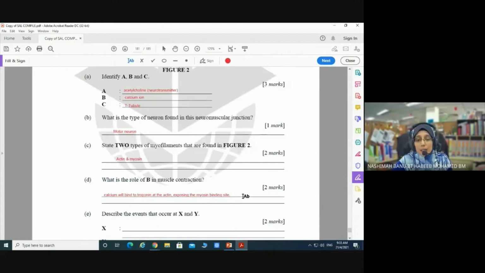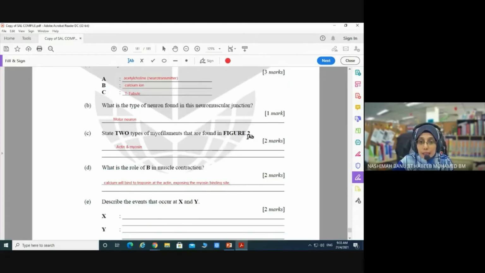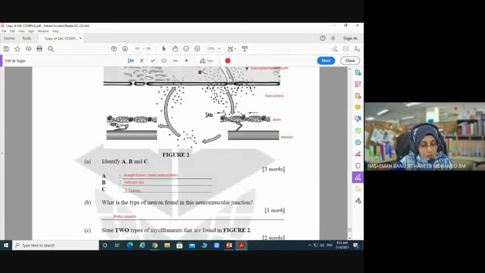Other than this, we actually have another function of calcium. Another function of calcium is to stimulate the ATPase.